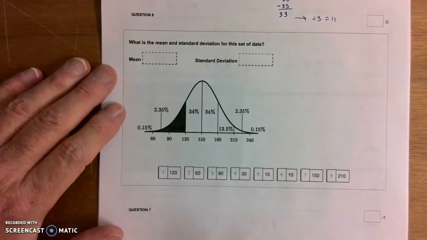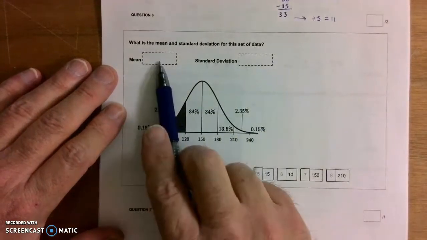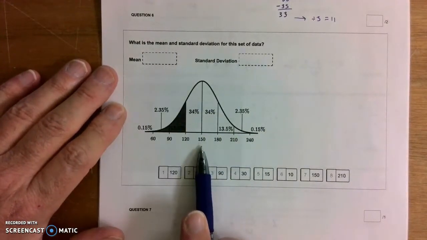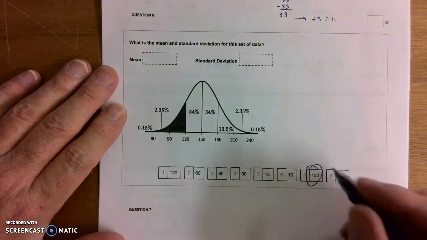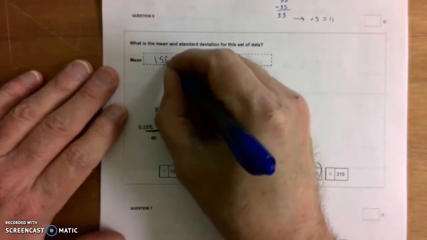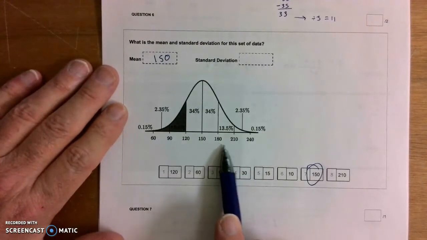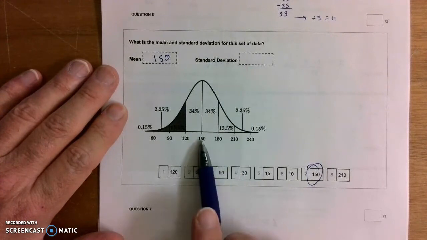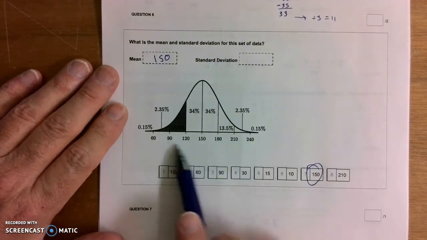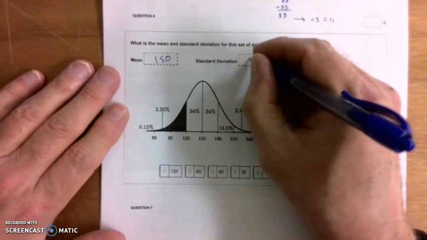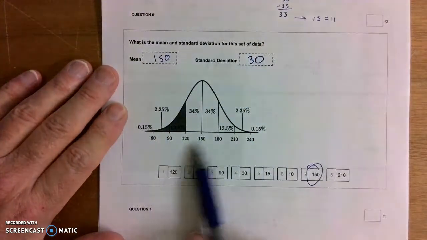Just take a look at this right here. What's the mean? The mean is right here, 150. Take this and drag it up here, 150. Standard deviation, look, you go up 30, up 30, up 30, down 30, down 30. It's 30. Take a look at the chart.